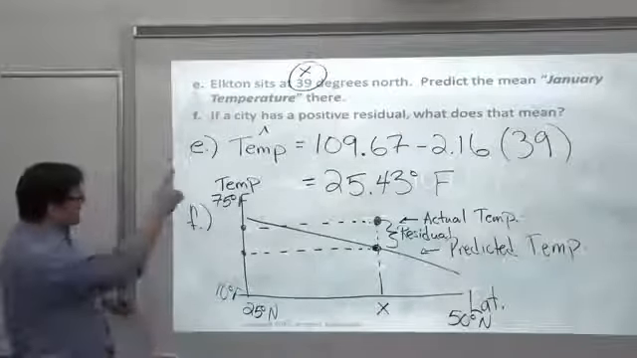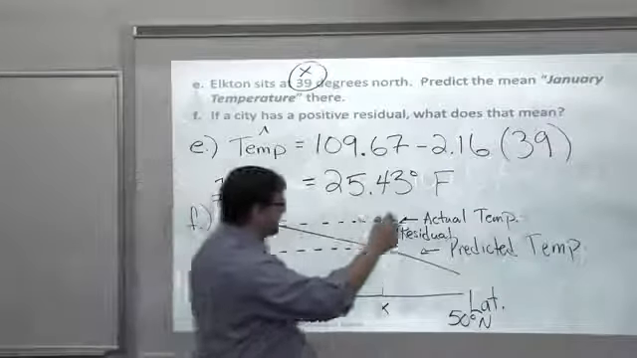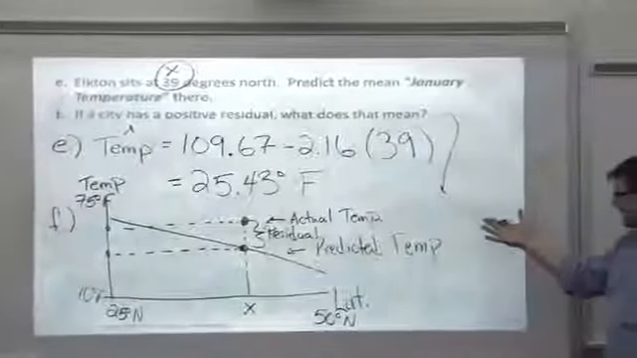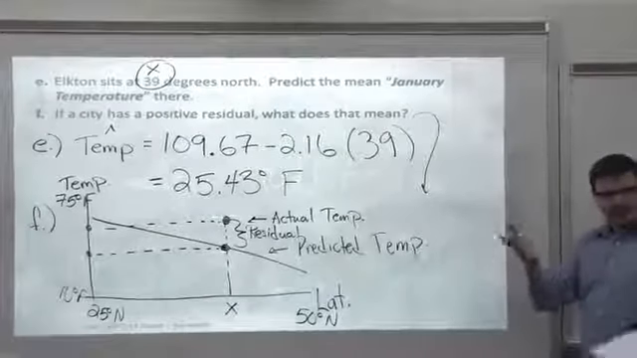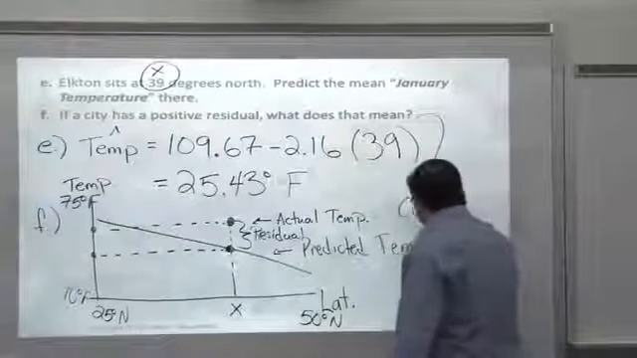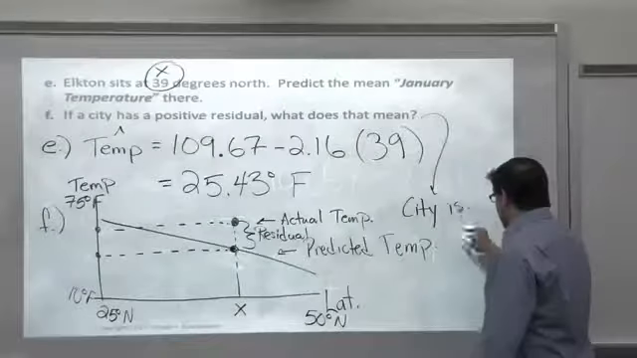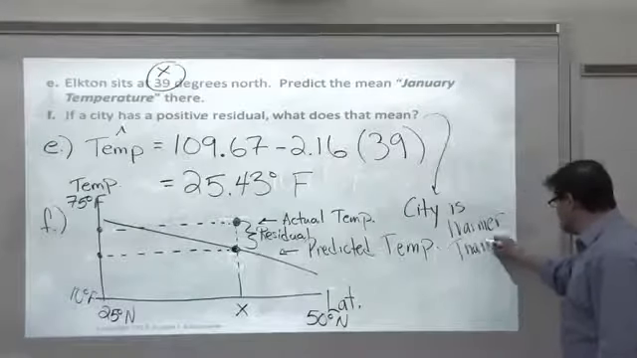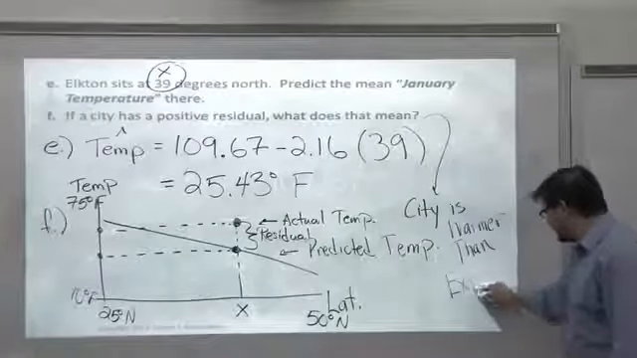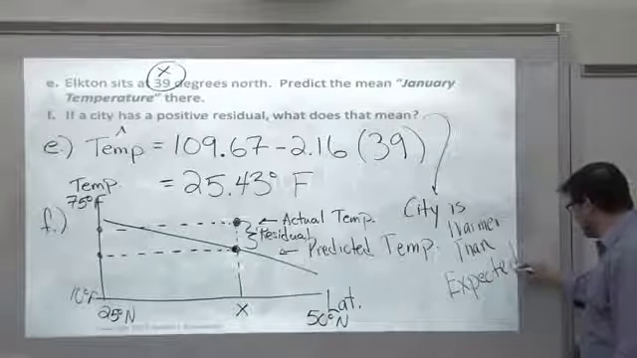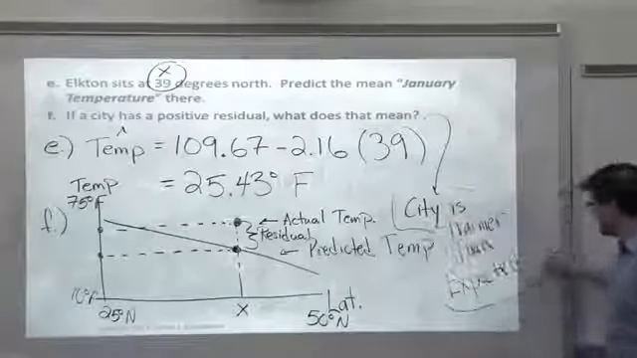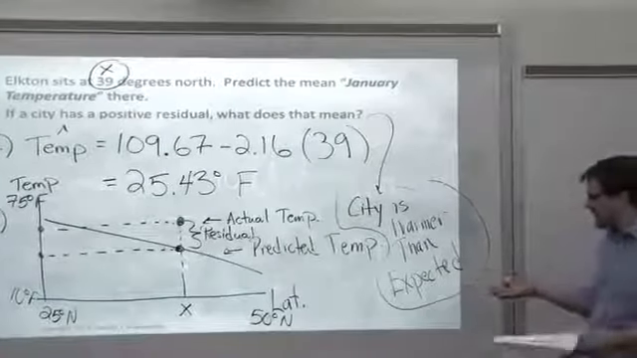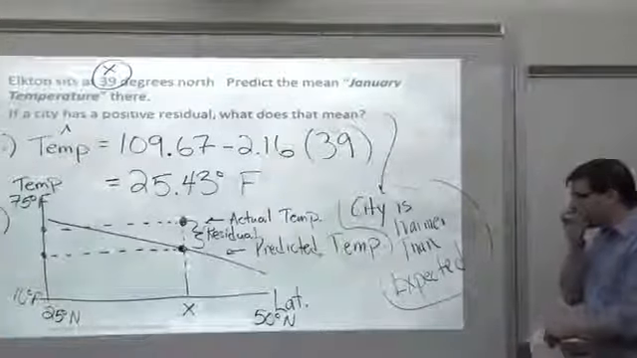If a city has a positive residual, what does that mean? Long-winded answer for sort of a short final answer. The city is warmer than expected. Simple as that. The city is warmer than expected. The model says one thing, but in actuality it's much warmer there than expected.